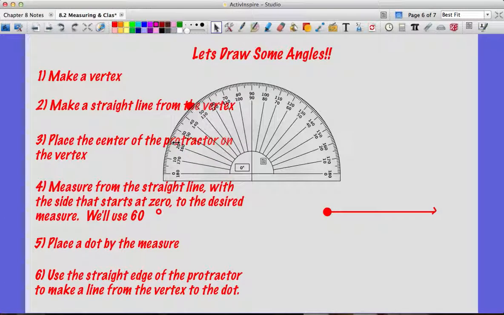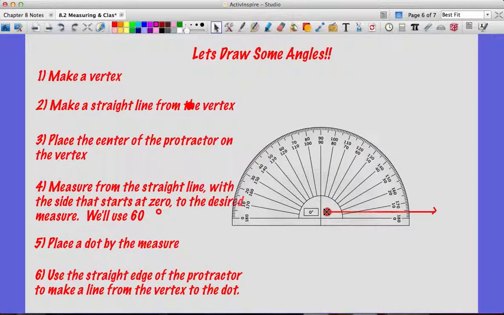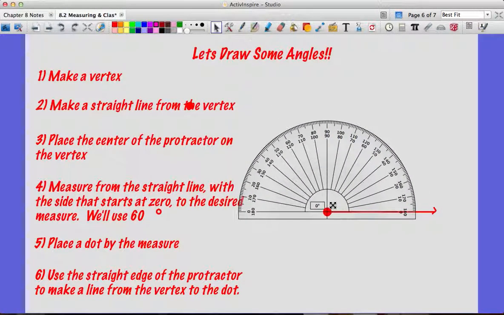The next thing you need to do is use your protractor, place it in the center of the vertex just as if you were going to measure your angle. Now that we have that set up, we're going to measure from the straight line with the side that starts at 0. So in this case, we're going to measure with the inside numbers because that's where our 0 is. It might be different on your protractor, so you want to make sure and check.